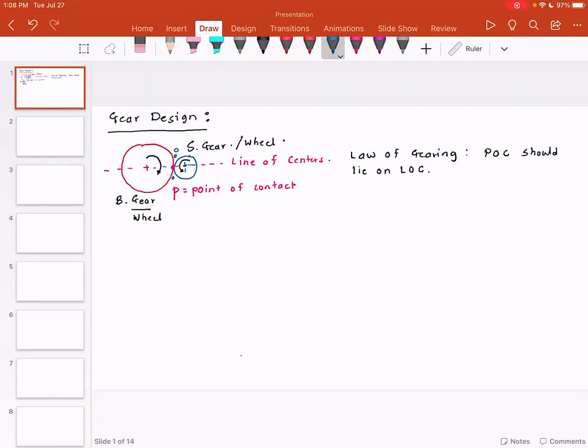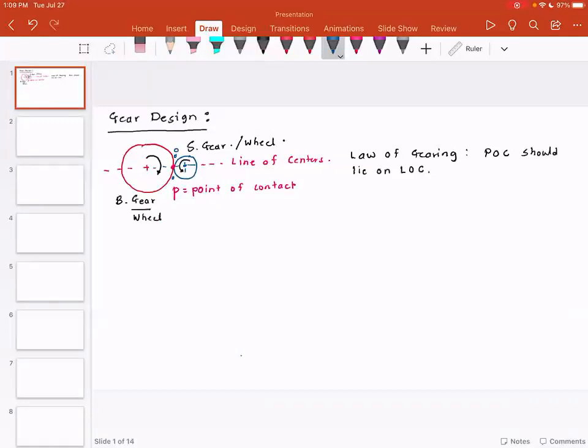Now you would notice that these two wheels, even though they are in contact, even though the law of gearing is satisfied, they will start slipping. The reason for that is there is not enough frictional force between these two wheels to transmit the torque from the big wheel to the small wheel. So if you have friction wheels and the friction is absent, we will not have any power transmission.